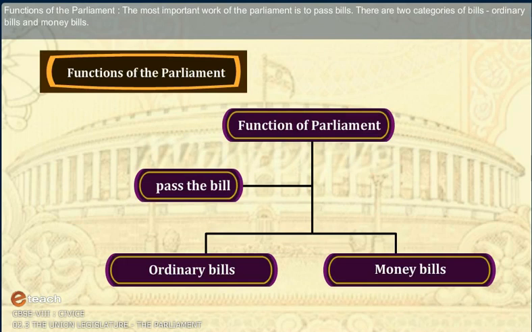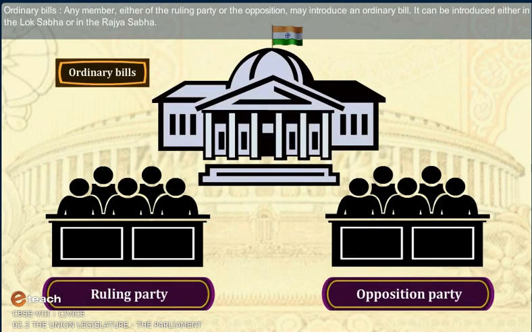Functions of the Parliament. The most important work of the Parliament is to pass bills. There are 2 categories of bills: ordinary bills and money bills. Ordinary bills. Any member, either of the ruling party or the opposition, may introduce an ordinary bill. It can be introduced either in the Lok Sabha or in the Rajya Sabha.